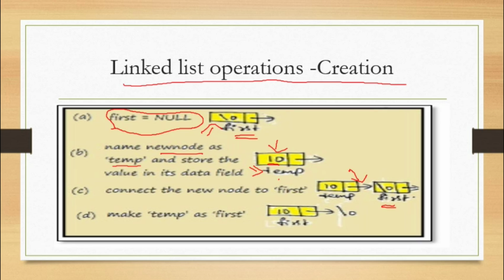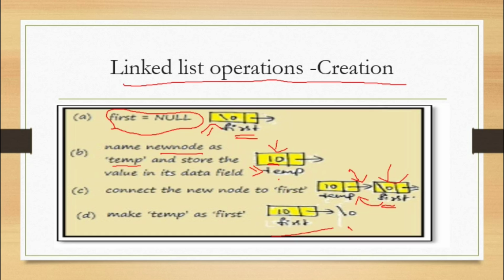but the first pointer will always point to the first node. So you need to make first point here. Okay, you need to make it point here. So that is what happens here. That time this existence will be gone.